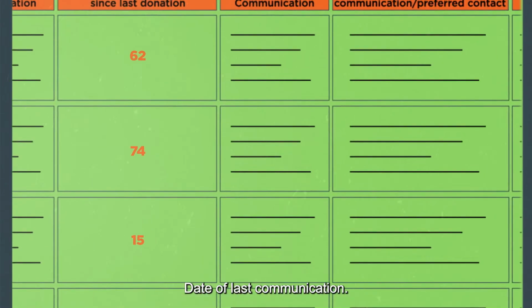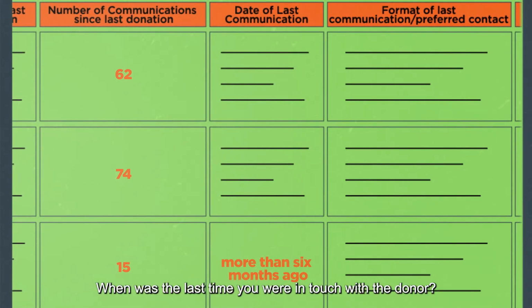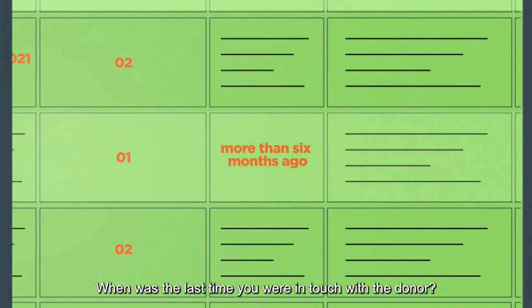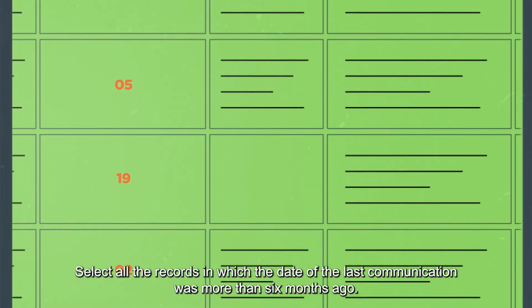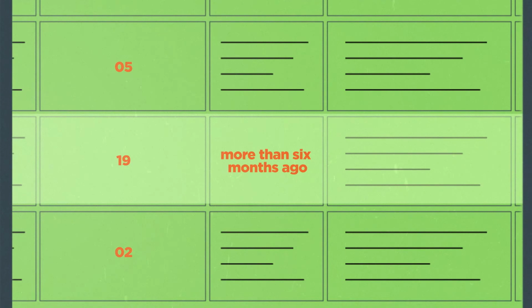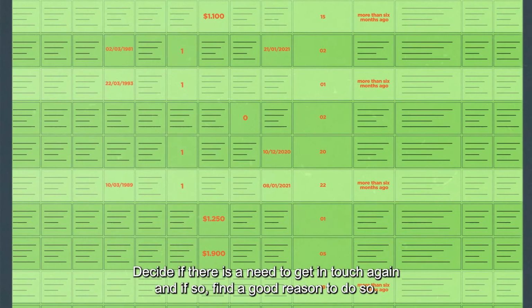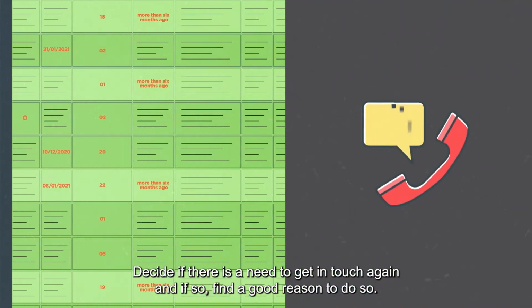Date of last communication. When was the last time you were in touch with the donor? Select all the records in which the date of the last communication was more than 6 months ago. Decide if there is a need to get in touch again, and if so, find a good reason to do so.